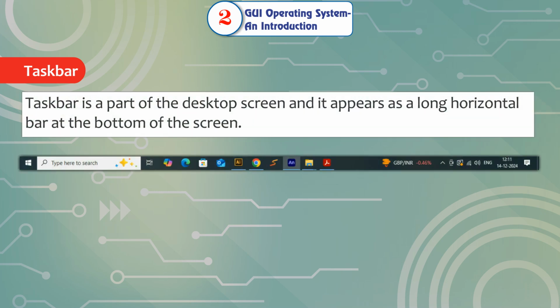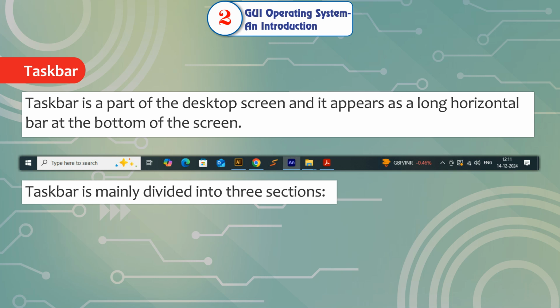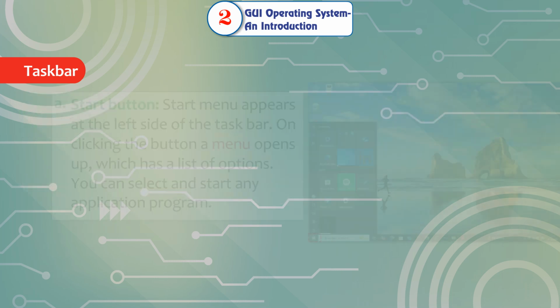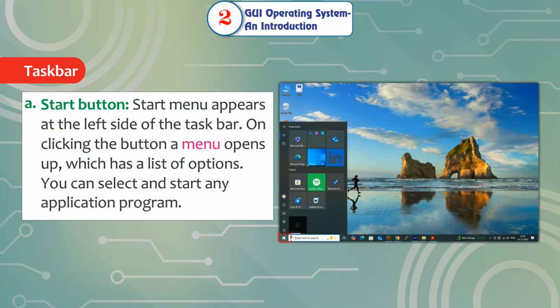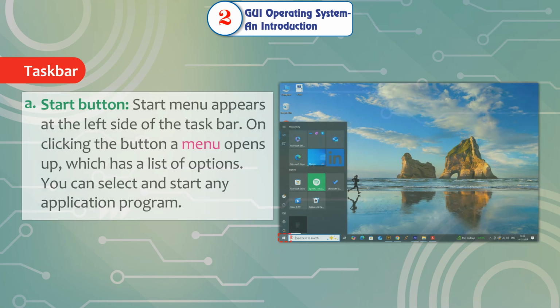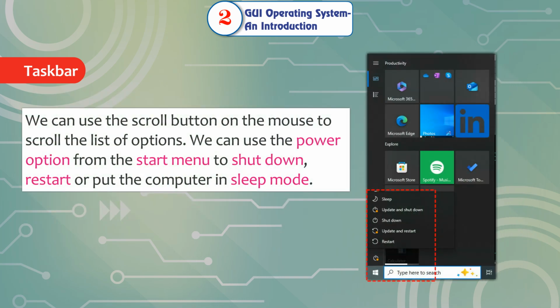Taskbar. The taskbar is a part of the desktop screen, and it appears as a long horizontal bar at the bottom of the screen. The taskbar is mainly divided into 3 sections. Start button. The Start menu appears at the left side of the taskbar. On clicking the button, a menu opens up which has a list of options. You can select and start any application program. We can use the scroll button on the mouse to scroll the list of options.